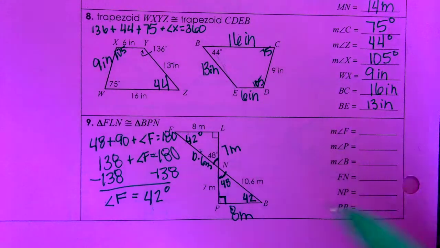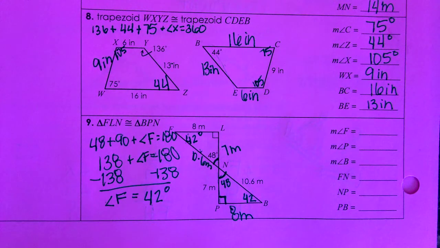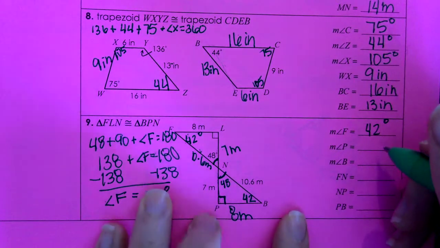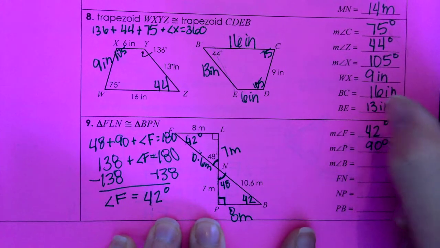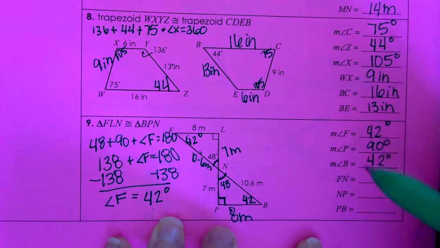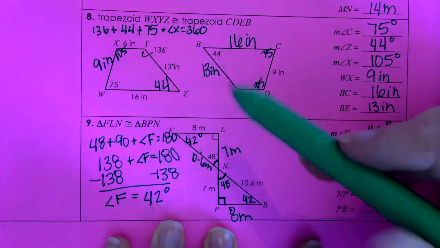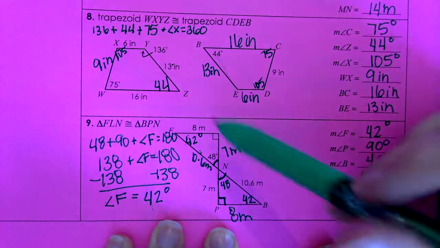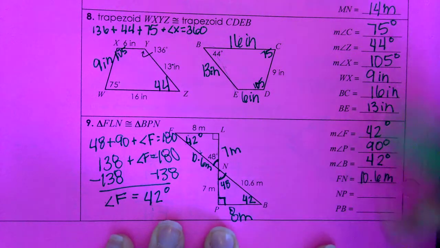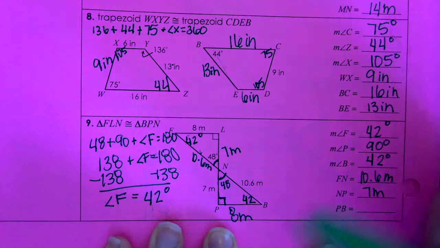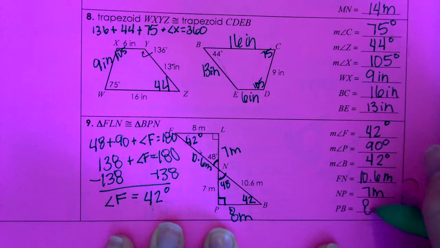So now that I have everything labeled, I'm going to go ahead and summarize. Angle F we determined was 42 degrees. Angle P is 90 degrees. And then angle B is also 42 degrees. Side FN we determined was 10.6 meters. NP was 7 meters. And then PB we determined was 8 meters.